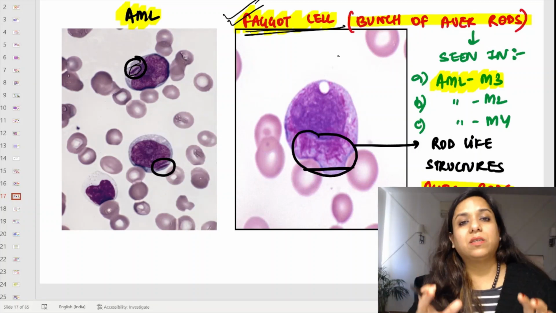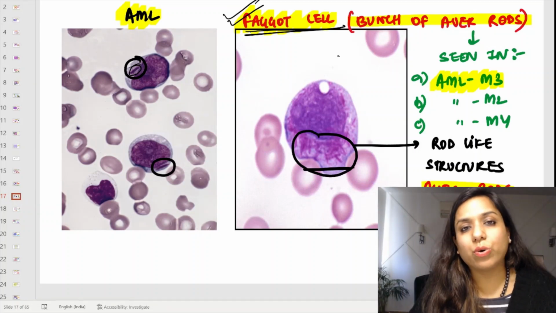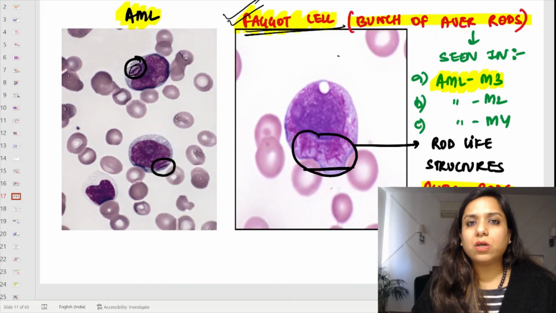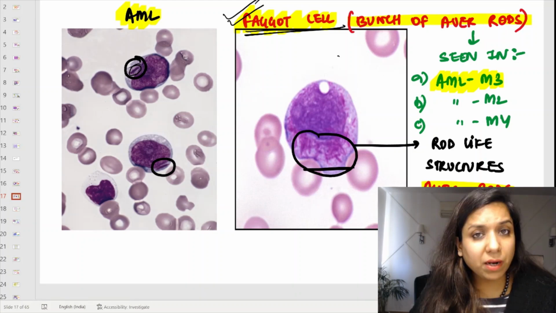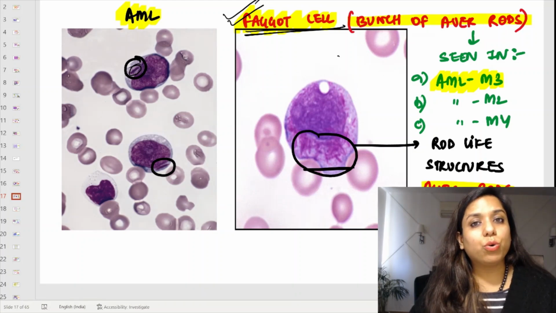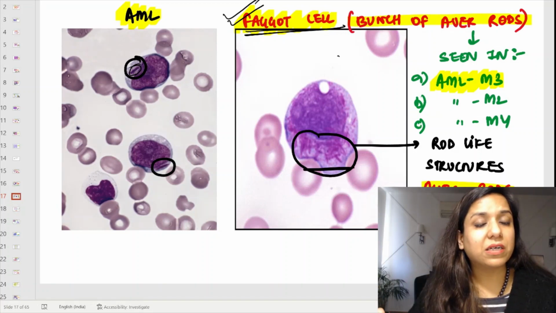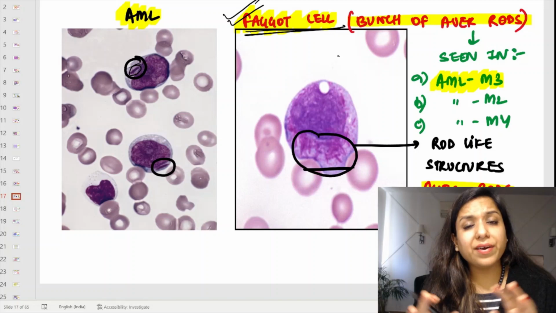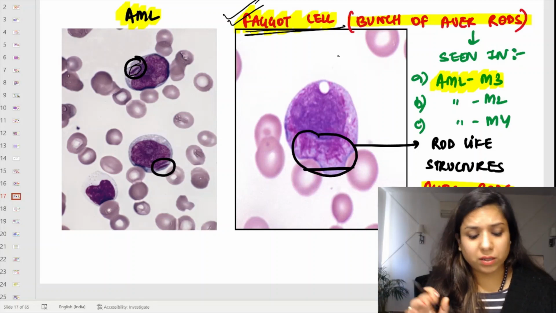Fagot cell is basically a crisscross pattern of Auer rods in the cytoplasm. Understood? A lot of questions are asked from this. Which type of AML shows maximum rods? Answer is AML M3. Which type will show a faggot cell? Of course, which has maximum rods will show faggot cell. That is AML M3. Right, so these are the common questions which are asked.